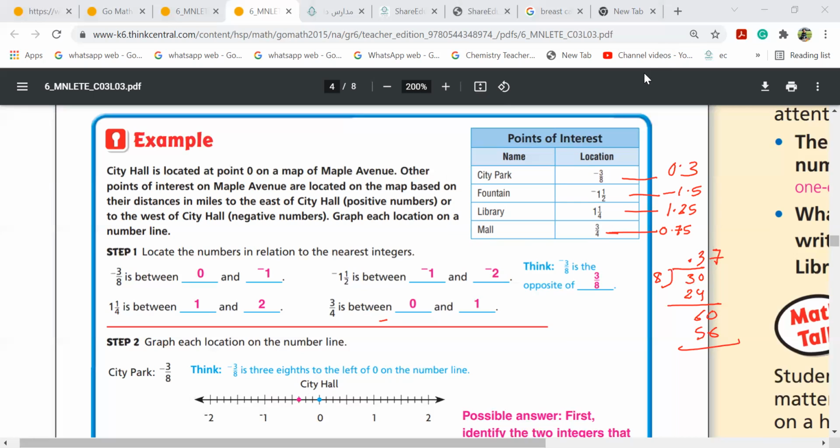Girls, did you all write this? Till here, write it first. Please, girls, till here, write it down and then I'll explain how to put the point. Did you write it here, girls? Did you write this?